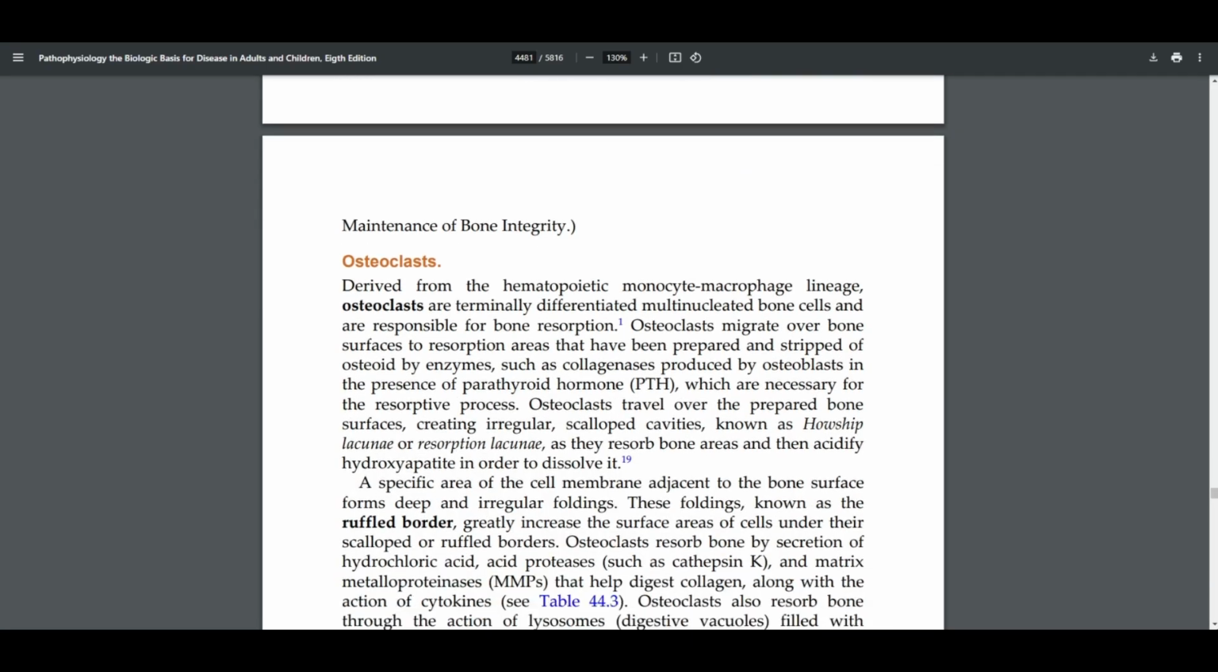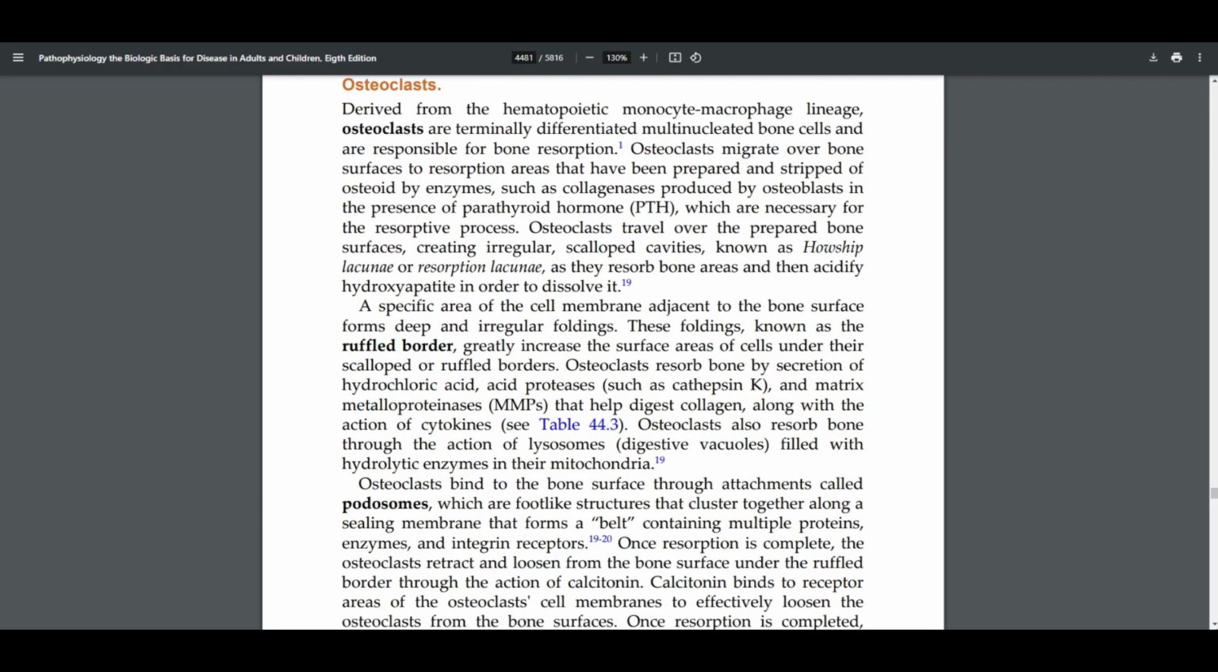That leads us to osteoclasts. Derived from the hematopoietic monocyte macrophage lineage, osteoclasts are terminally differentiated multinucleated bone cells and are responsible for bone resorption. Osteoclasts migrate over bone surfaces to resorption areas that have been prepared and stripped of osteoid by enzymes, such as collagenases produced by osteoblasts in the presence of parathyroid hormone, which are necessary for the resorptive process.